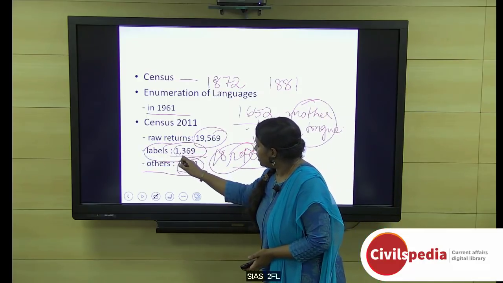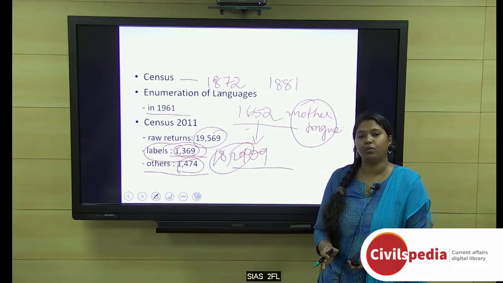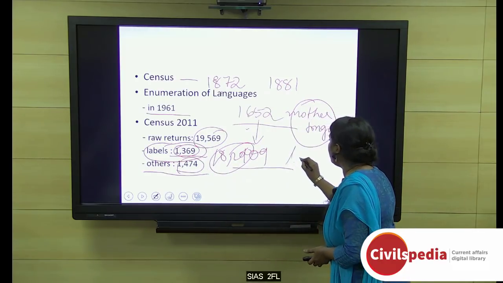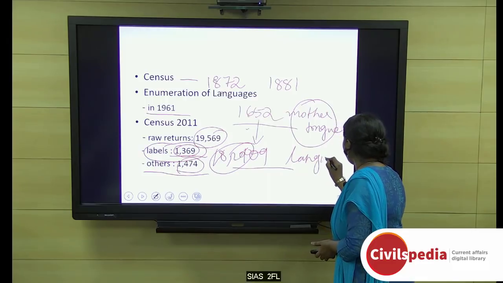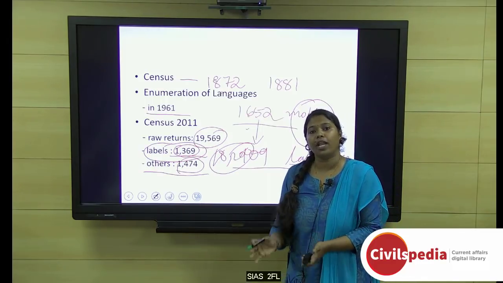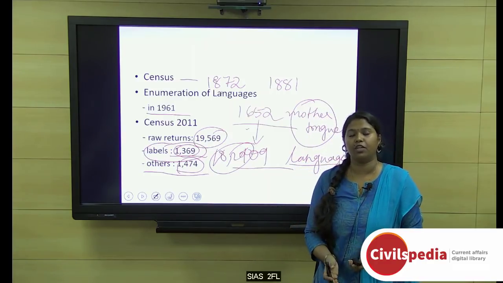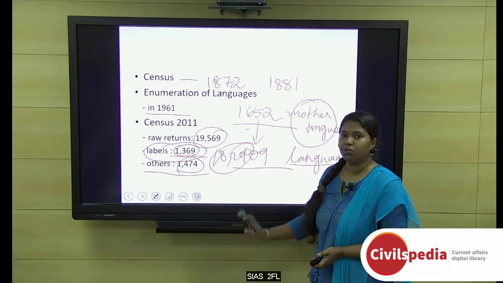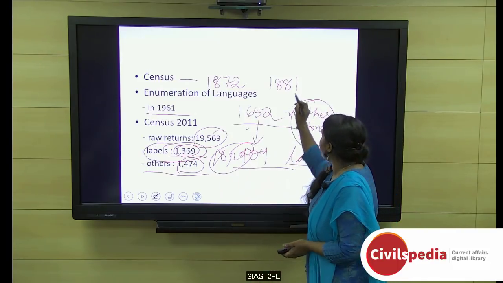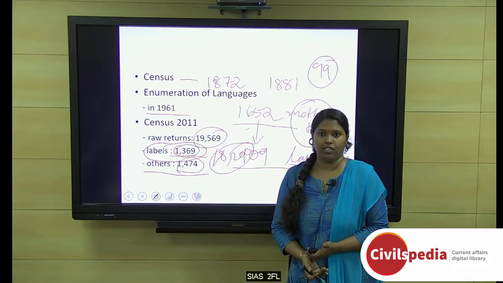Now this 1,369 was again grouped into 121 group labels, and they were represented as languages. Of this, 22 languages were included in the constitution. You know, in the 8th Schedule of the constitution, we have 22 languages, and they are known as the scheduled languages. And the remaining 99 are kept as the non-scheduled languages.